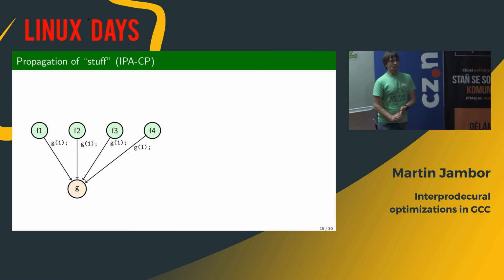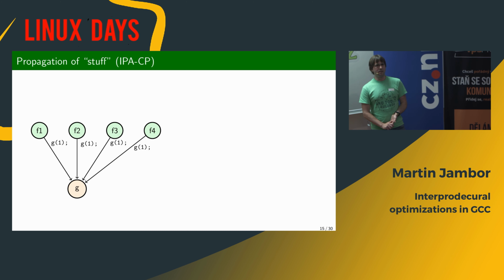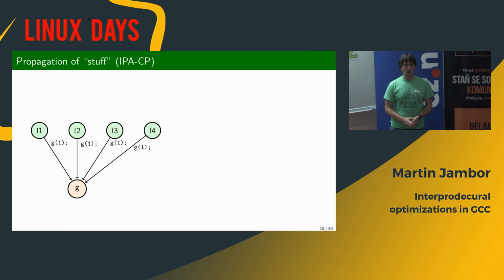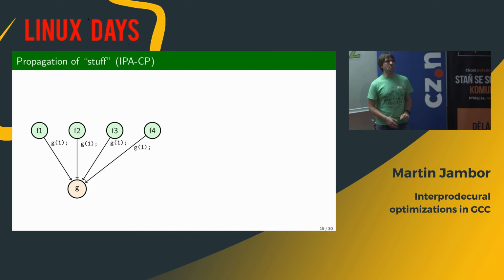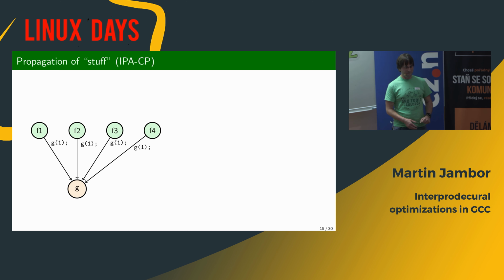One of the other things that we do, of course, is propagation of stuff. Propagation of stuff from callers to callees is done by a pass that, for historical reasons, is called IPA-CP. CP stands for constant propagation, and that is because historically it started as something that propagated constants. So in the simplest possible example, let's assume that a range of functions, f1, f2, f3, and f4, all call function g, and they all pass 1 as the parameter.